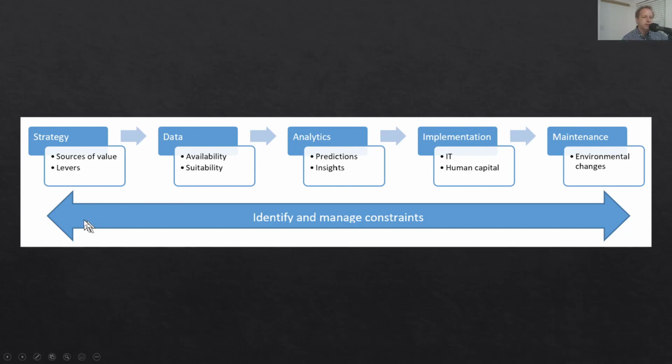The starting point in actually getting value from a predictive model is thinking about what you're trying to do, and what the sources of value are in that thing. The levers: what are the things you can change? What's the point of a predictive model if you can't do anything about it? Then figuring out what data you have, which is suitable, what's available, then what approaches to analytics you can take, and super important, can you actually implement those changes? And how do you change things as the environment changes?